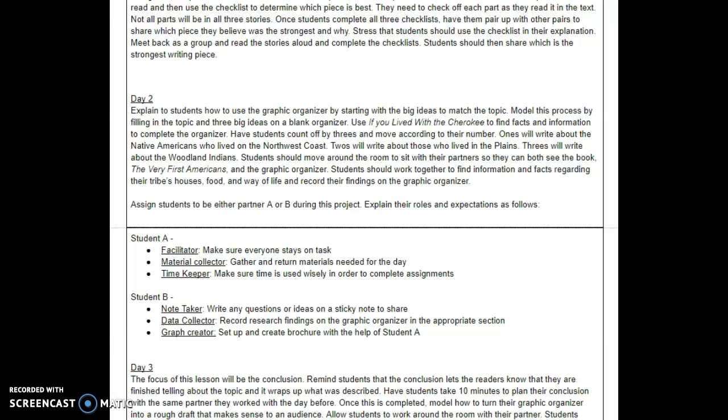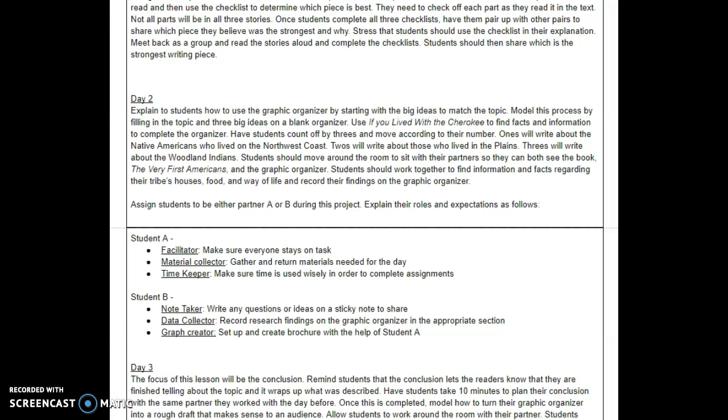Based on which number they are, 1, 2, or 3, they're going to then break apart into pairs and move with that person. And they're going to work together to find information and facts regarding their tribe's houses, food, and way of life according to their findings on the graphic organizer.